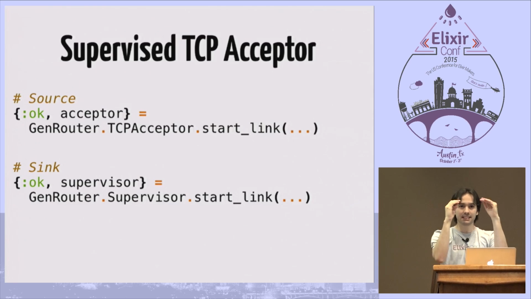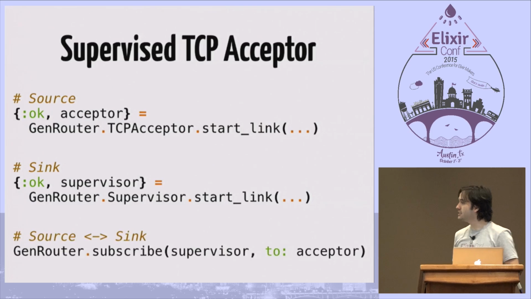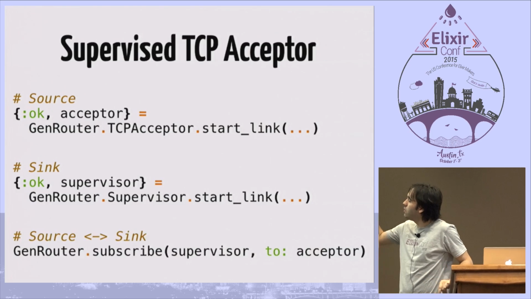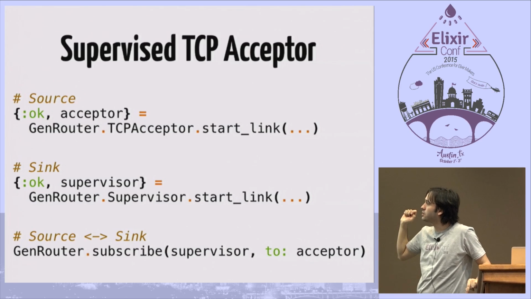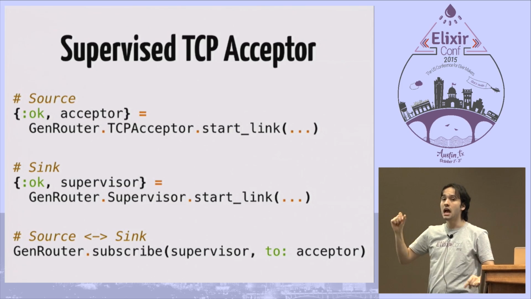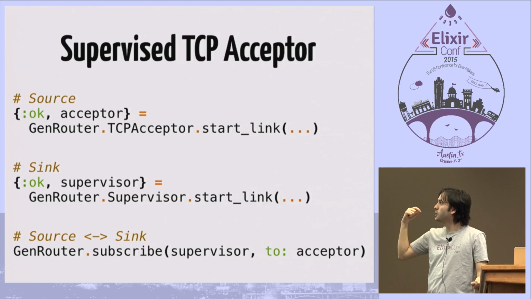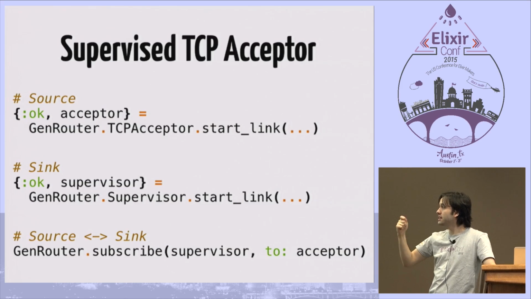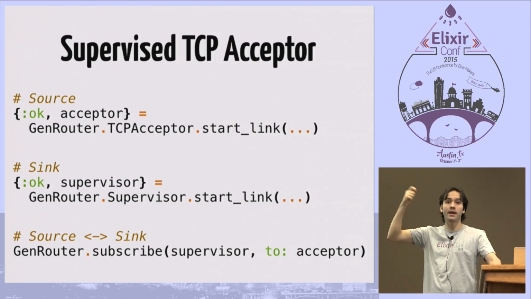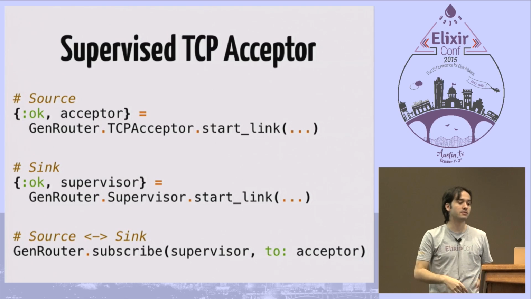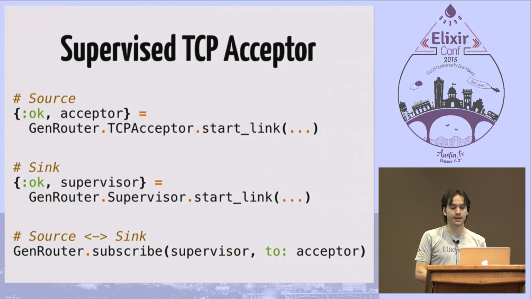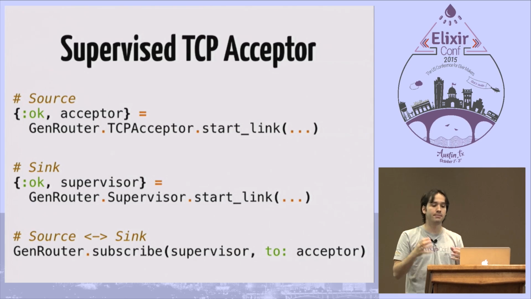And because now they speak the same demand-driven message contract, those things are GenRouters, in the sense that they are the source and the sink. So I want to say, hey, I want the supervisor to subscribe to the TCP acceptor. They are just processes. And when we do that, we're basically saying, I want the supervisor to ask the TCP acceptor for events, which are socket connections. And when the supervisor asks for data, the TCP acceptor knows, oh, now I can start accepting things because there's demand coming from the stream. And that's it, right? It's 3 lines of code, and you have a supervised TCP acceptor, and you could put that in your supervision tree and be happy. And that's just the beginning of the things we can express and build with those constructs.